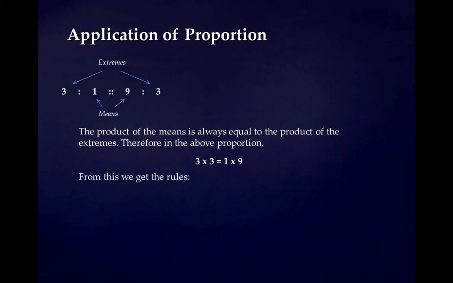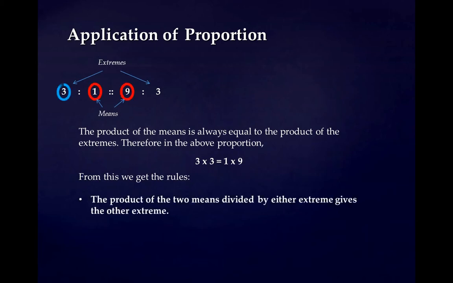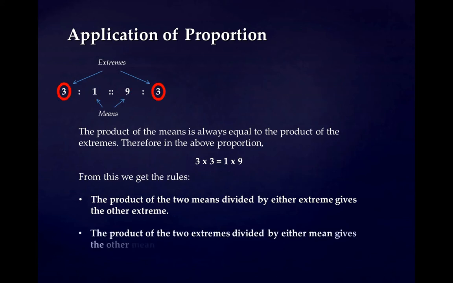From this, we get the following rules. The product of the two means divided by either extreme gives the other extreme. The product of the two extremes divided by either means gives the other means.